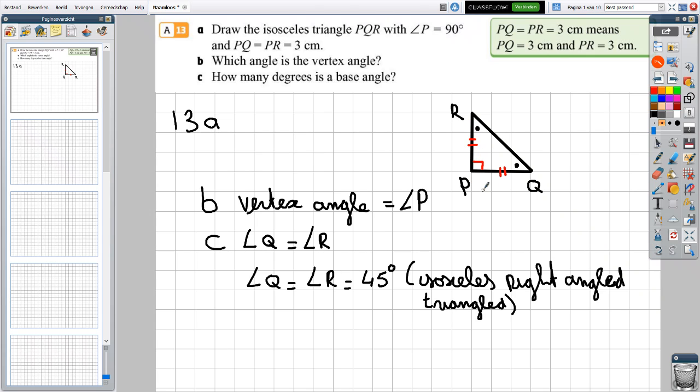In 7.3 we get a new method in which we can always calculate angle Q and R, and they don't even have to be both 45 degrees, at least if PQ is not equal to PR. Okay, so that's going to be the end of exercise 13.